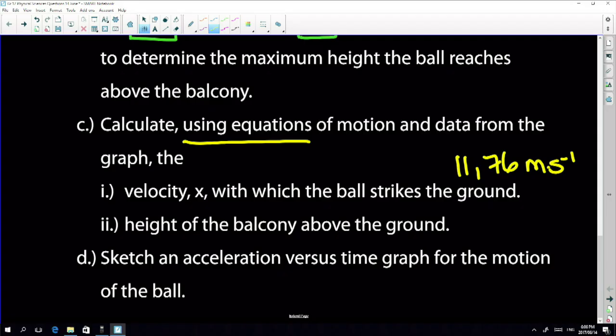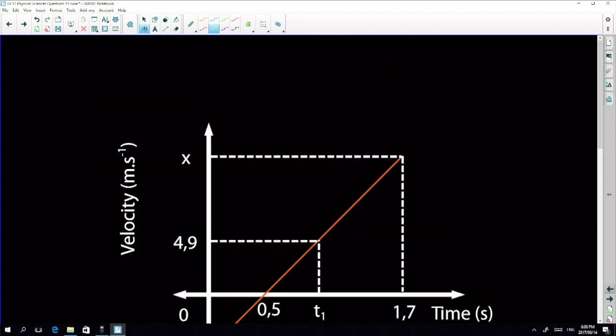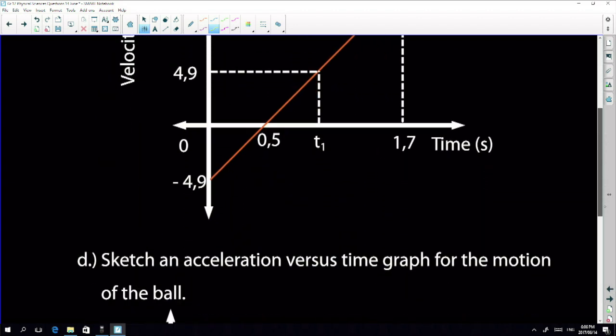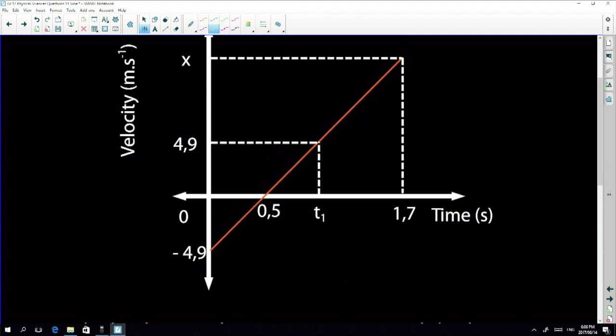Okay, then, sketch an acceleration versus time graph. So, there's the graph, and now we need to sketch the acceleration versus time graph. You have to see something about this graph, and this is so, so important. It is a single line. My acceleration doesn't change. So important, even with bouncing balls, it doesn't matter. Your acceleration stays the same. They put this in to see whether you understand that.